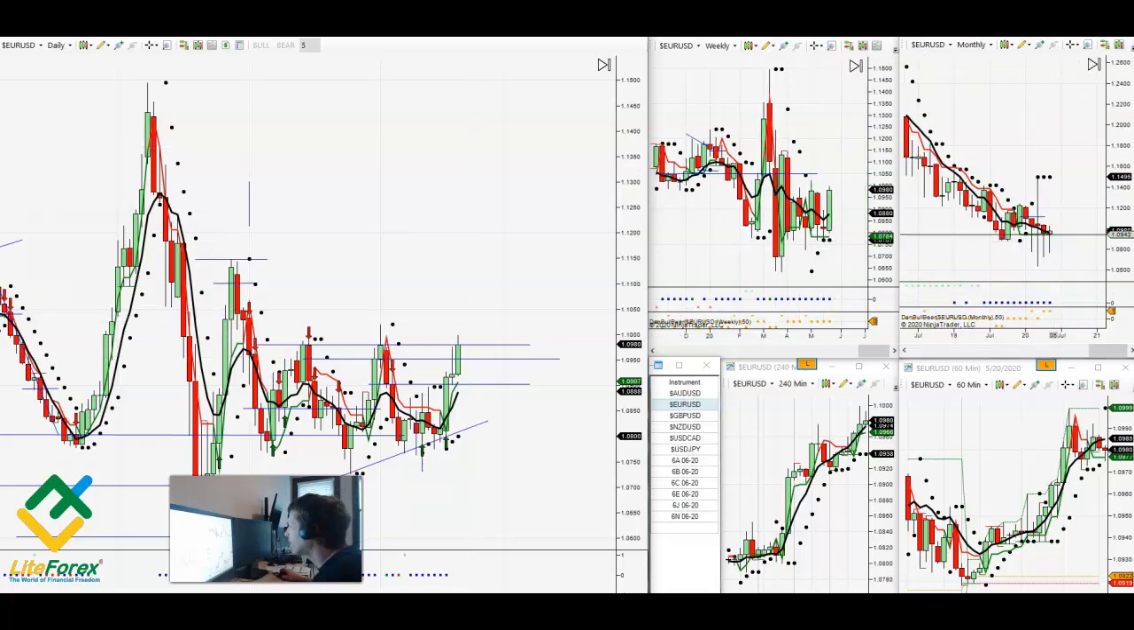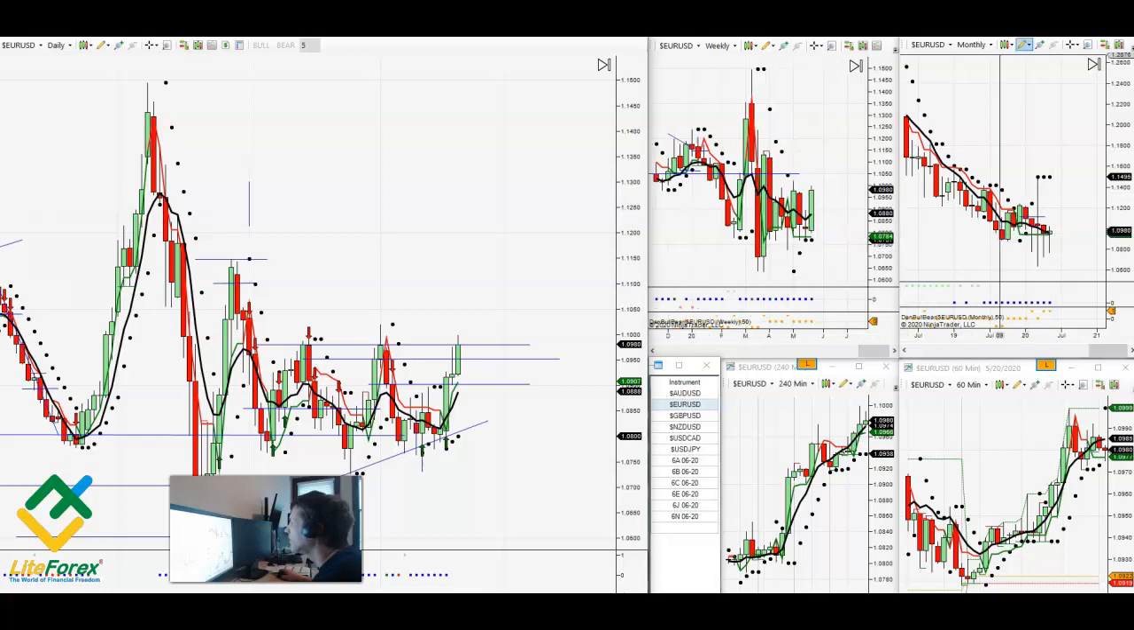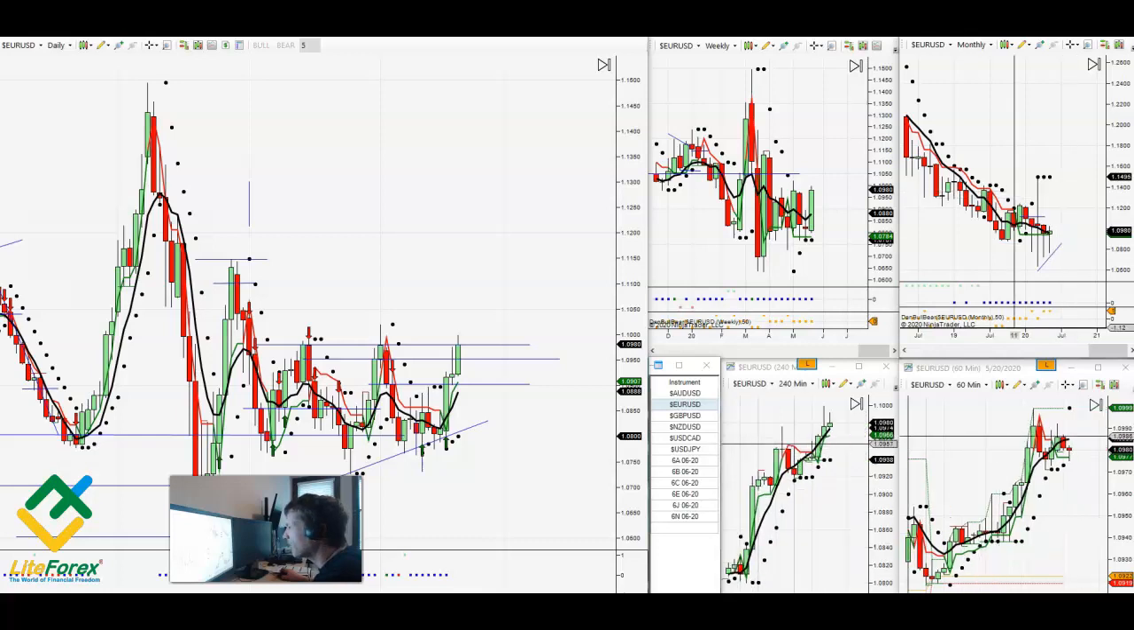Look at the high time frames, the monthly, the weekly. Look at the monthly chart. You can see the higher lows. So yeah, I like this going higher.